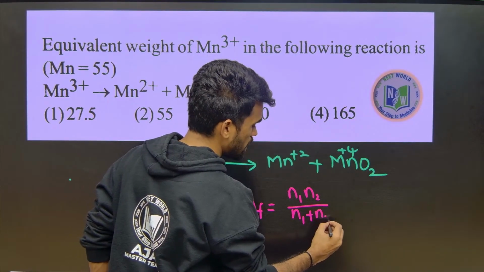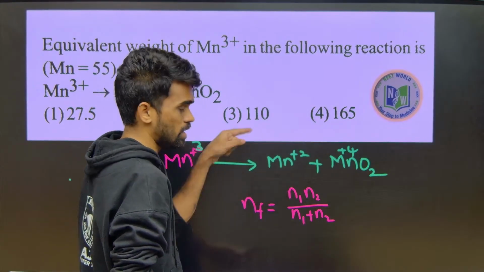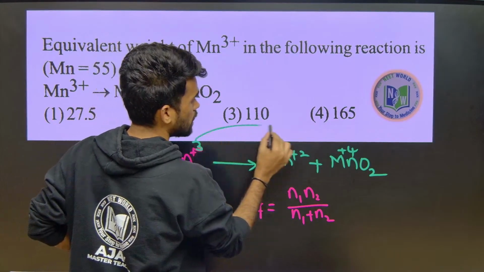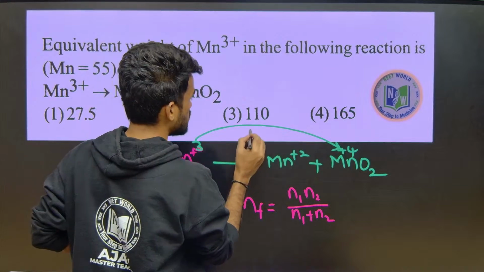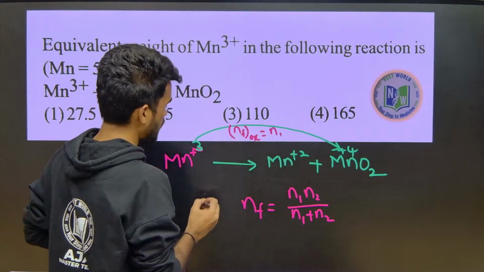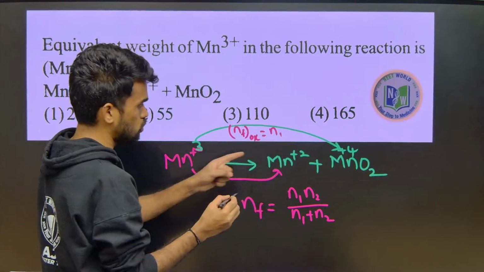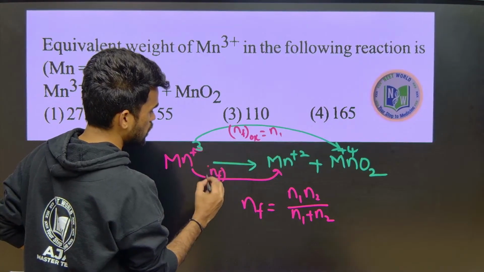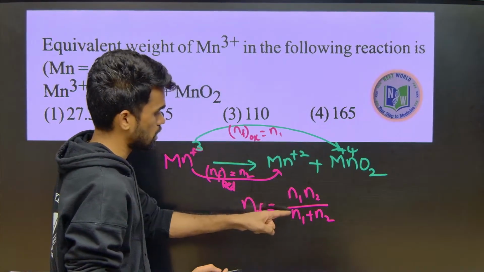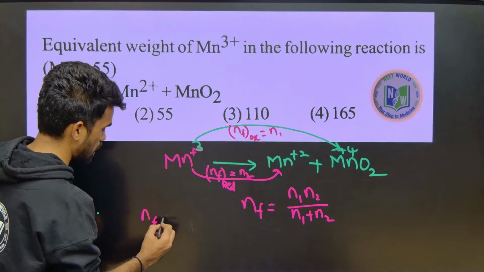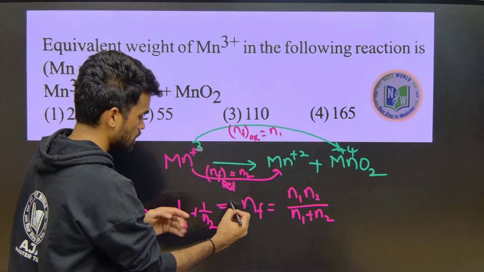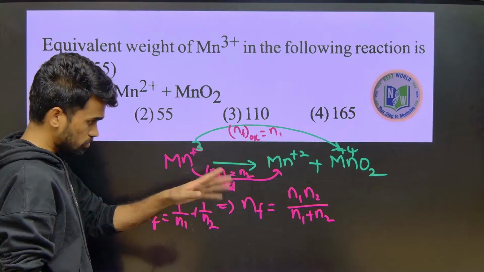So what are this N1 and N2 here? These are the N factors of the oxidation process and the reduction process. For example, here 3 is converting into 4, and this is oxidation. So I am considering the N factor of this oxidation as N1, and this is undergoing reduction from plus 3 to plus 2, so the N factor of this reduction is considered as N2. So the formula should be like this, 1 by N1 plus 1 by N2. Simplifying, we take the LCM and we will get that.